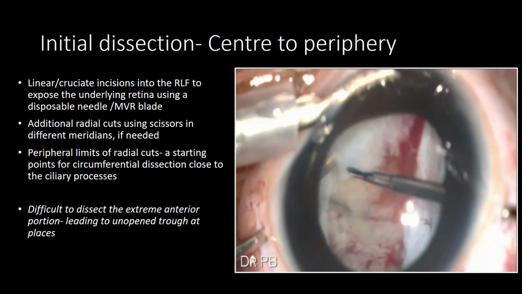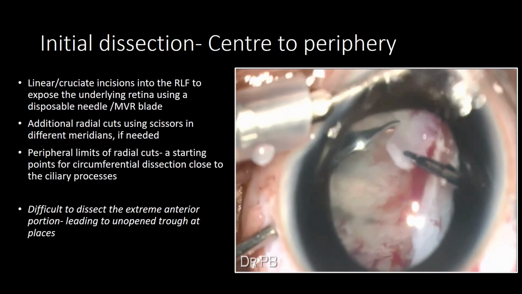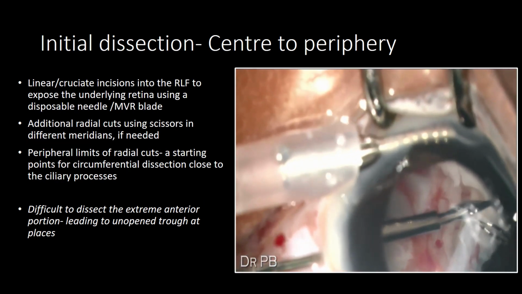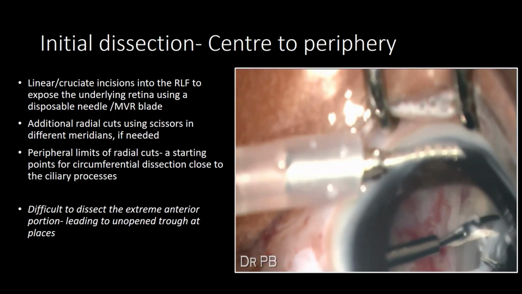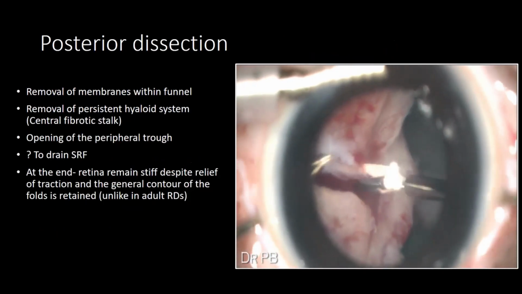Of course, you have to use scissors in both hands, bimanual, going along the periphery, and keep on cutting all along. Sometimes you can use a depression as well so that you minimize the risk of tug or traction on the extreme peripheral retina. And once you achieve that, the periphery is dissected clean and you extend your dissection right into the central funnel.